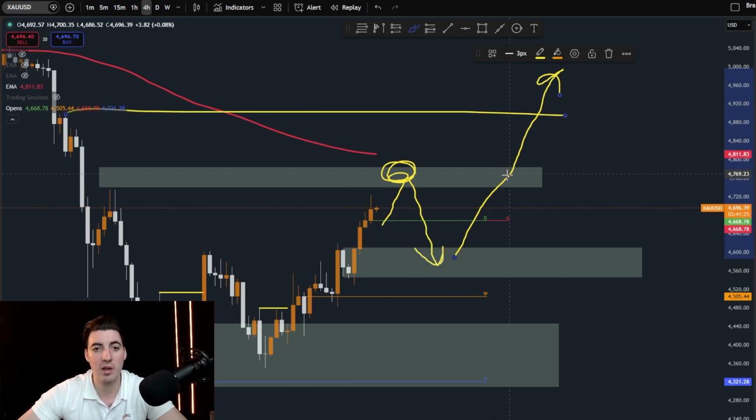So I am bullish today on XAU. I think that it's going to continue up. It's going to grab a bit of liquidity here. It's going to pull back to a demand zone. We'll wait for a breaker structure, see what happens before it then pushes itself back into the upside.